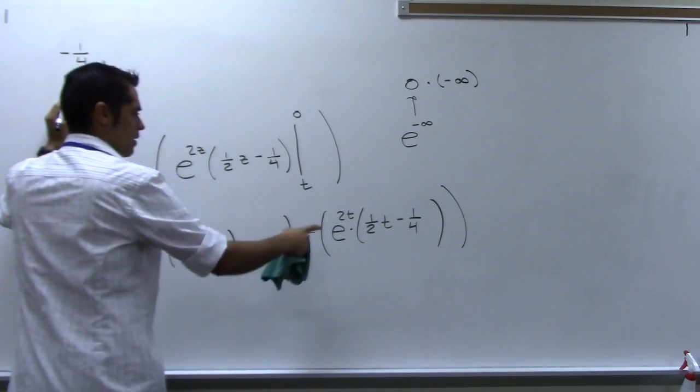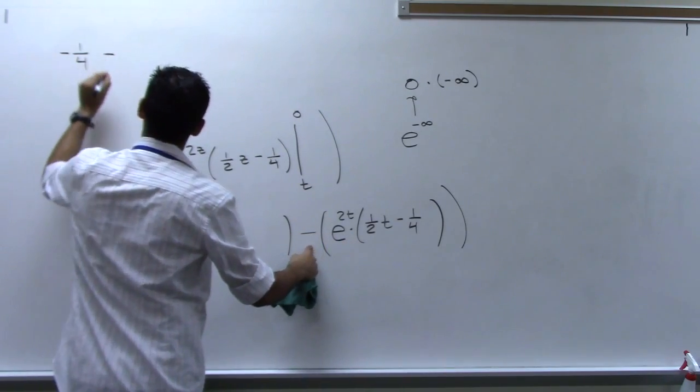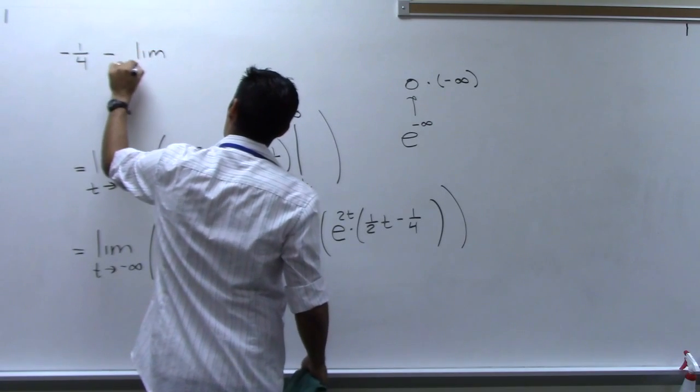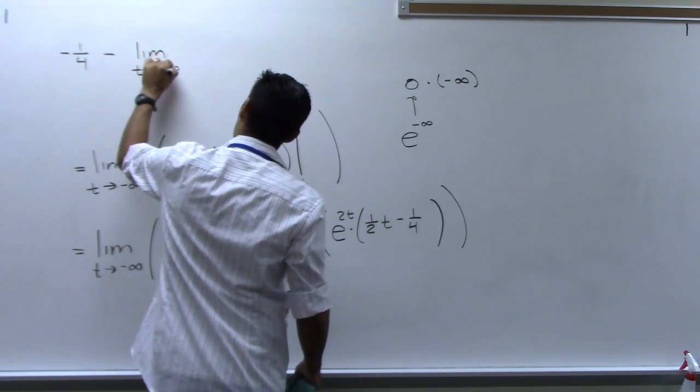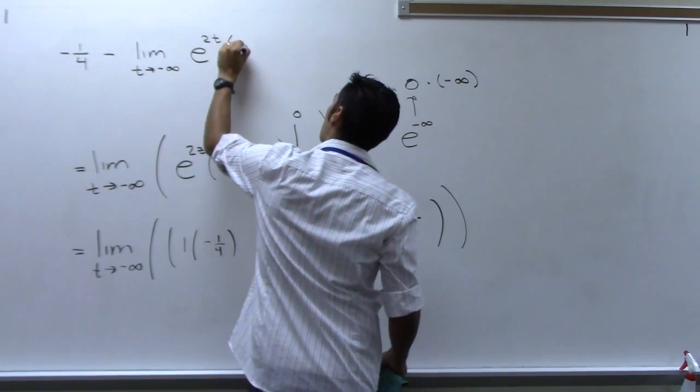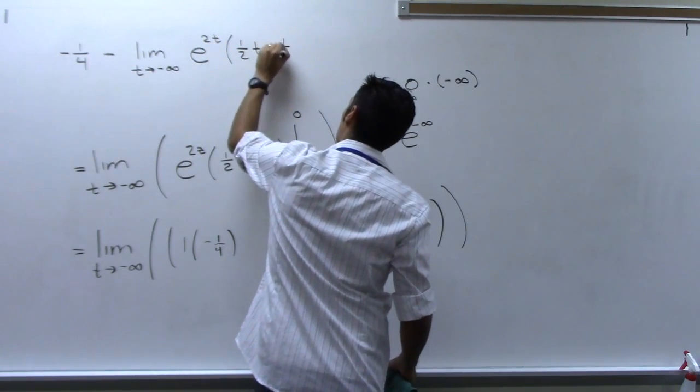And then I need to figure out this limit. I'm going to subtract it. So subtract whatever this limit is. The limit as t goes to negative infinity of e to the 2t times (1/2 t minus 1/4).